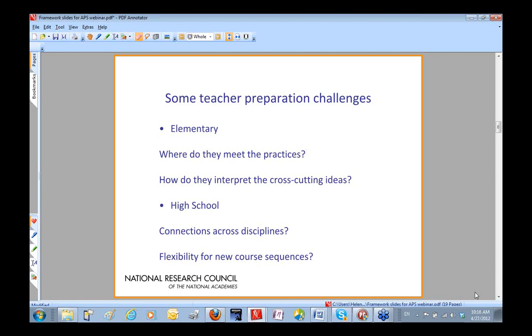And how do you incorporate all of the knowledge that every student should have into some sequence of courses? And what does that mean about teacher preparation? These are questions I don't have answers to. I'm just saying they're challenges, and we will talk about them more after I've talked more about the framework.